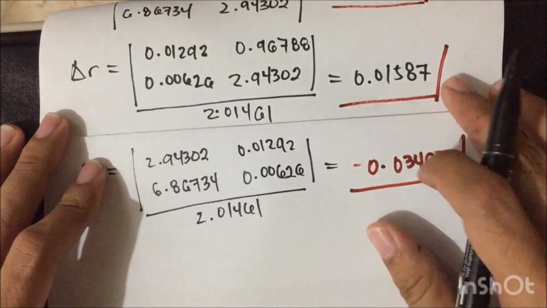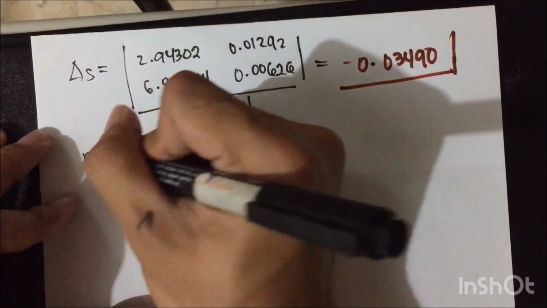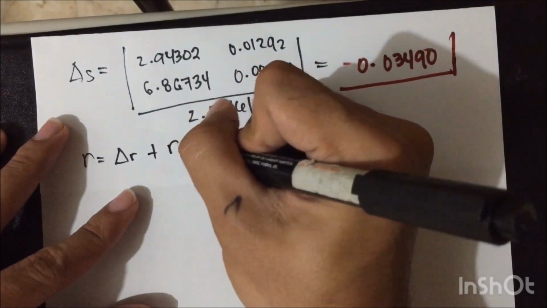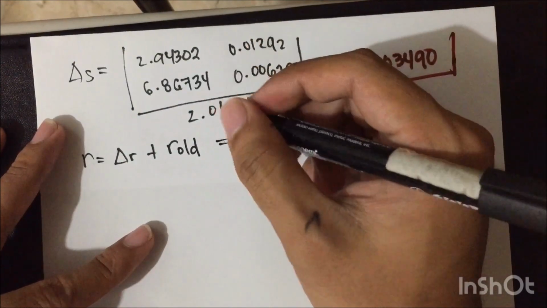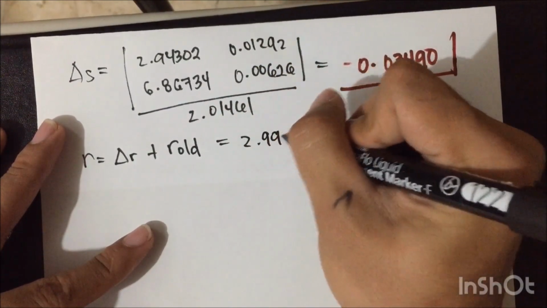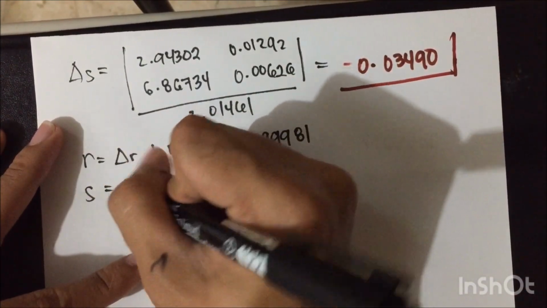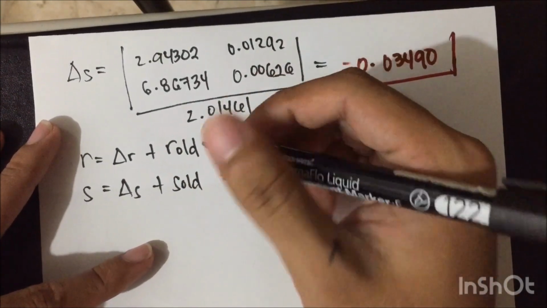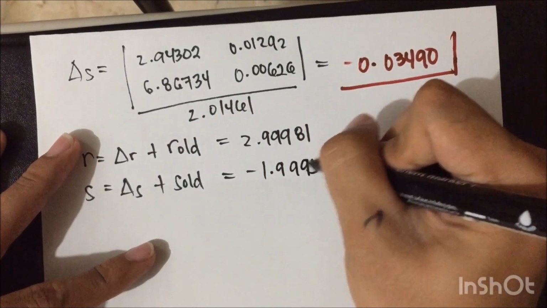So kunin ulit natin yung ating bagong R, which is delta R plus ating lumang R, which is equal to 2.9981. At ating bagong S, which equals to delta S plus dating S, which is equal to negative 1.99954.